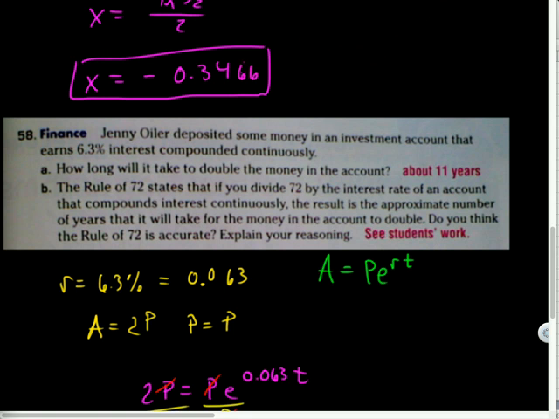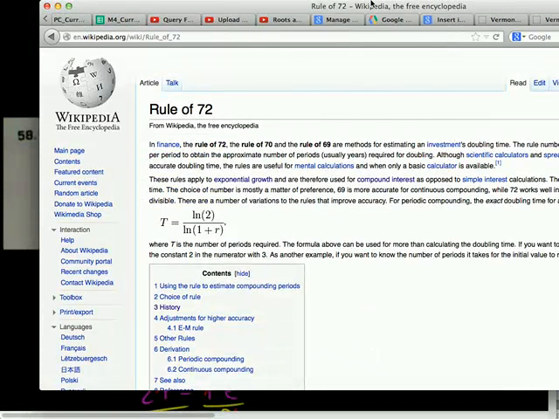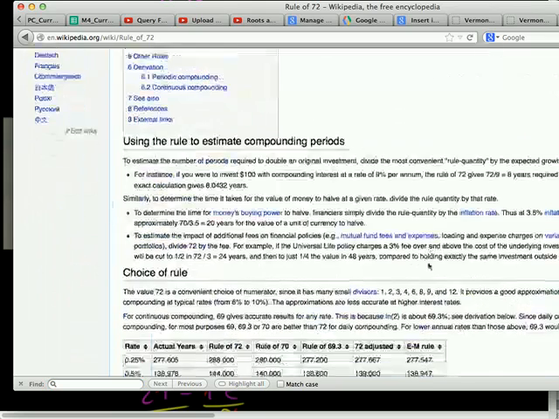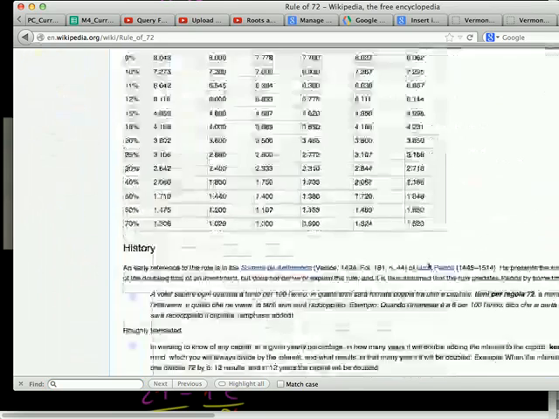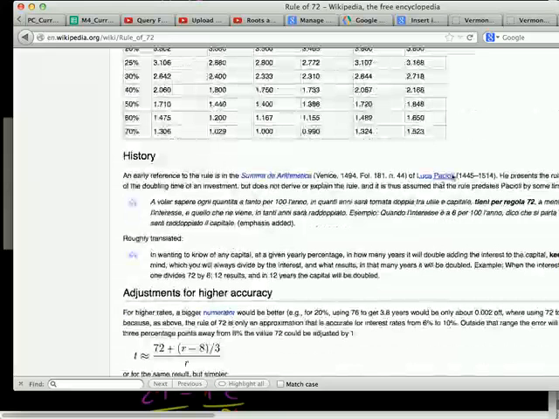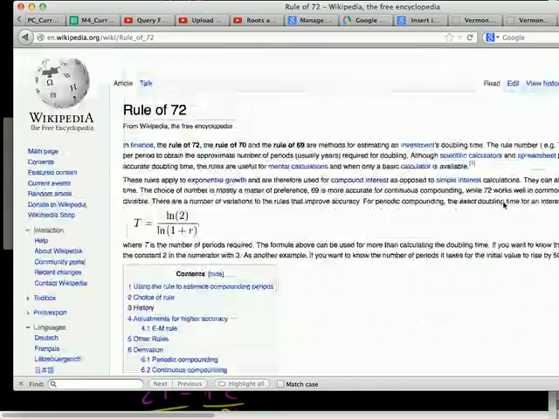Now I think Ben Franklin might have been the guy to figure out the rule of 72. I don't remember. I thought, who was the guy? Oh well, apparently this Luca Pacioli guy had something to do with it. Good for him.